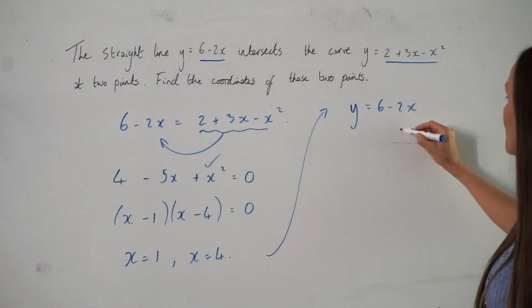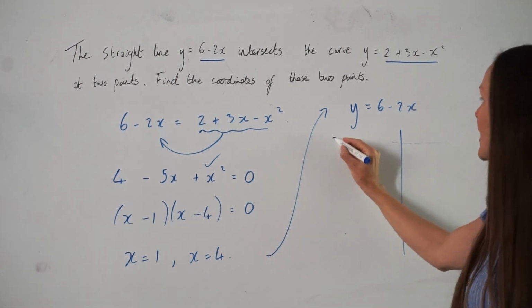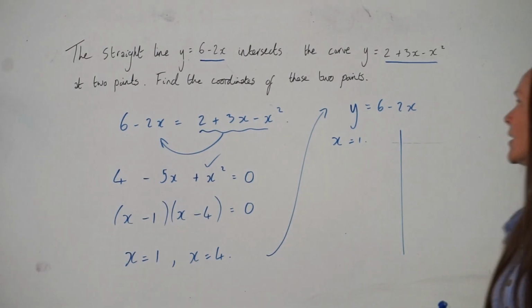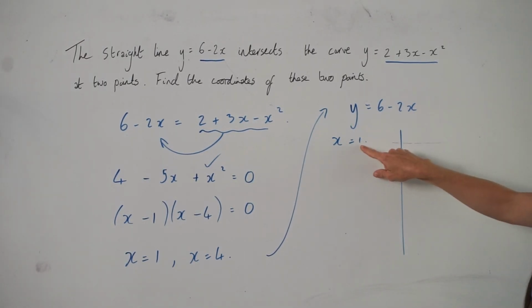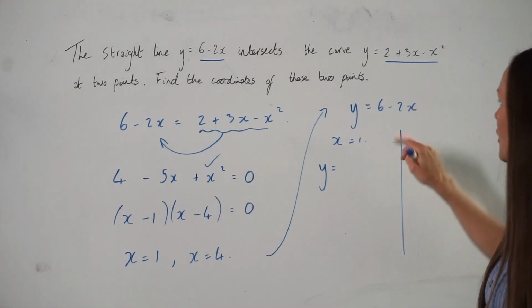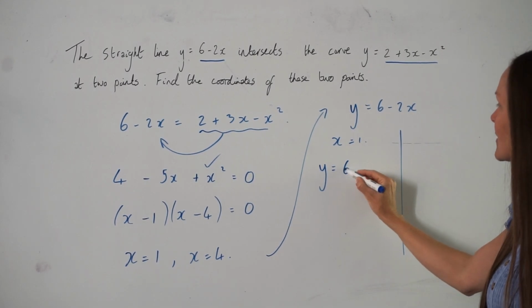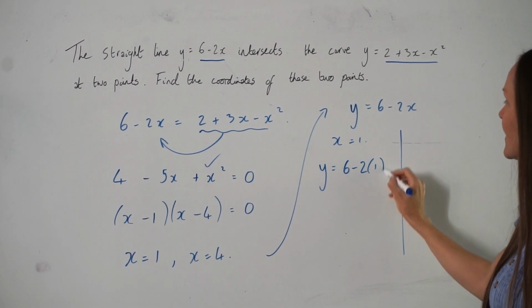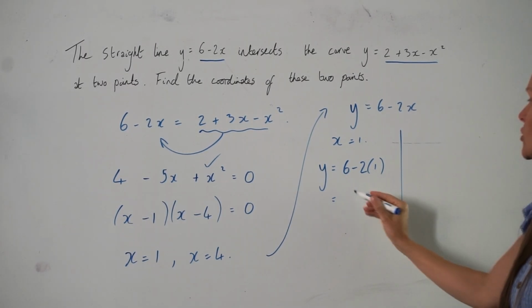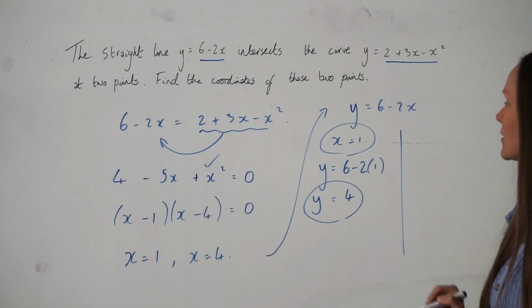We're going to start by working out the y value that corresponds to this x value. So if we take when x is equal to 1, you have to change the x value in this equation here to the number 1 and then calculate y. So to work out y, we have to do 6 take away 2 lots of x, so 6 take away 2 lots of 1 in this case. 2 lots of 1 is 2 and 6 take away 2 is 4, so that is the y value when x is 1.